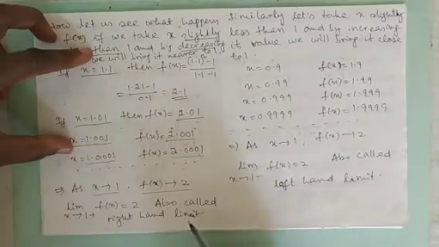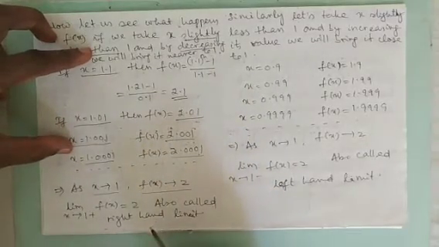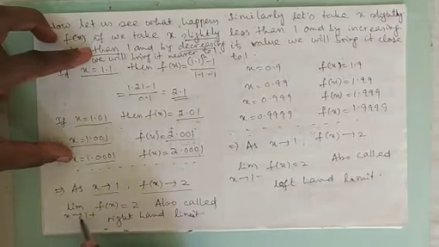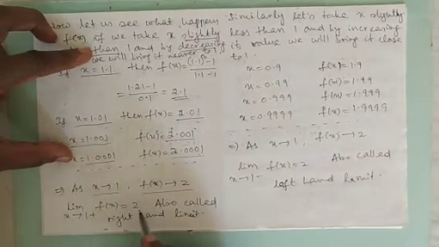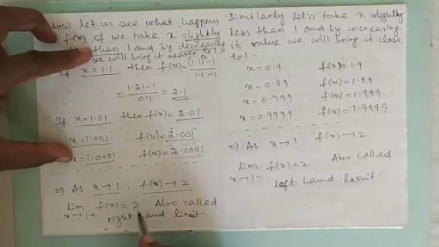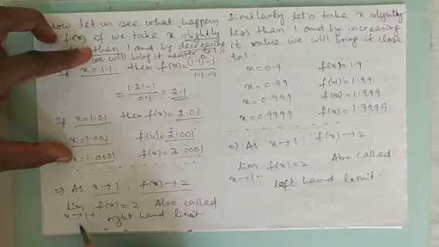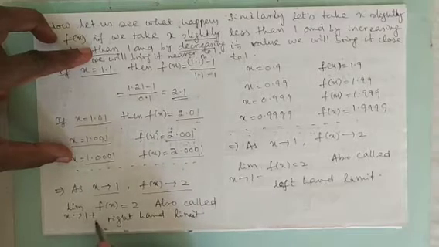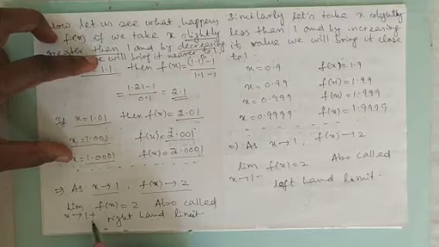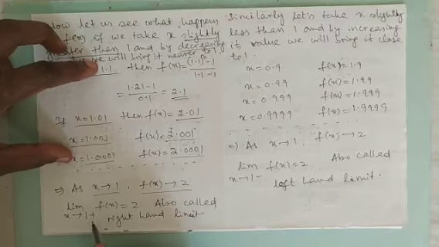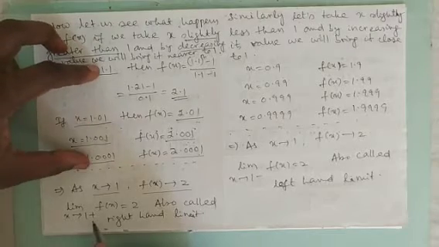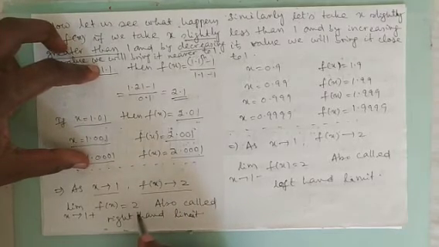This is known, in terms of limit, and it is written in this form: limit x tends to 1 plus f(x) is equal to 2. What is the meaning of this? Here 1 plus means we have taken x slightly greater than 1. And when we move from a slightly greater value closer towards 1, f(x) is moving closer towards 2.